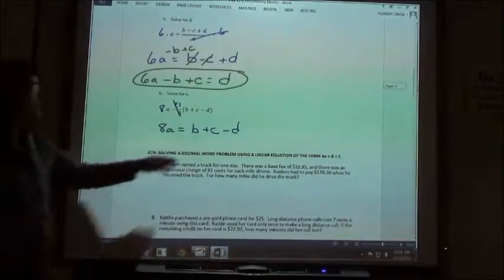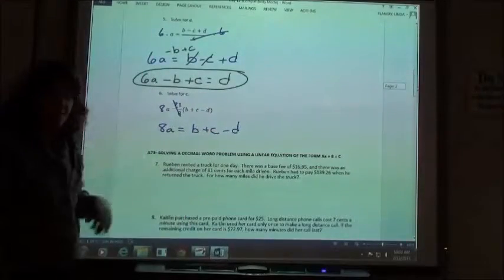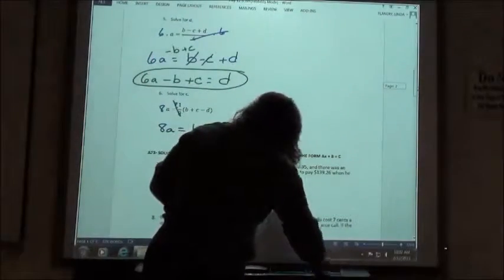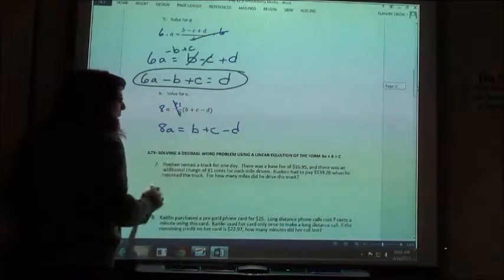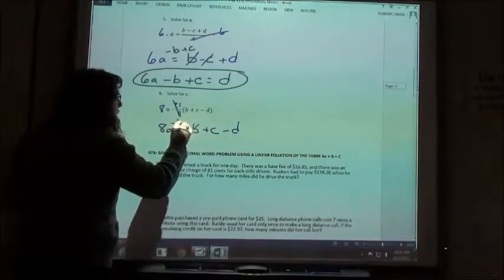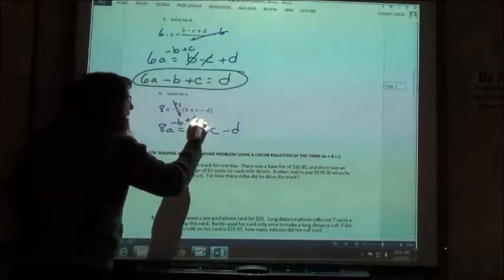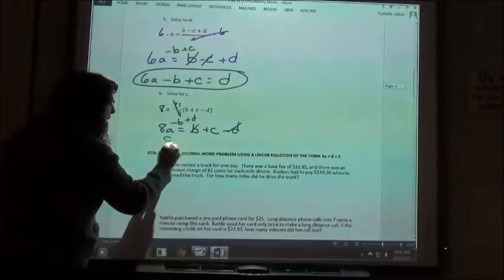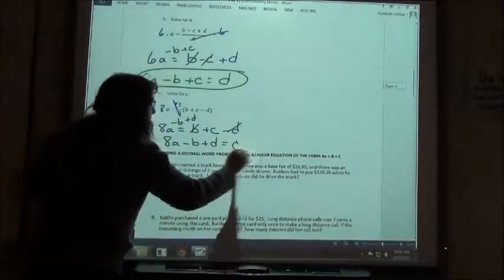This one I want to solve for C. Again, my C is positive, so I don't have to worry about like the first problem where I had that negative sign, so I can just move my other 2 terms to the other side. This is a positive B. When I move it over, I'm going to subtract it. This is a negative D. When I move it over, I'm going to add it. So 8A minus B plus D is going to be equal to C.